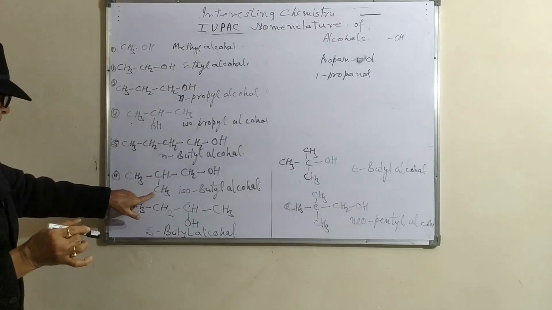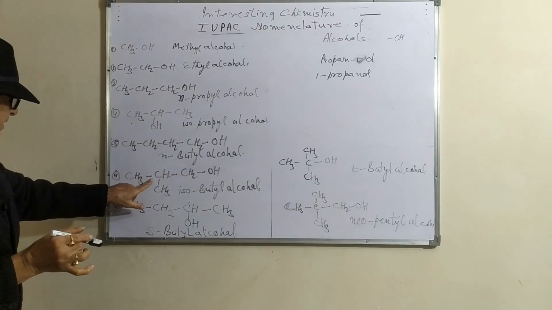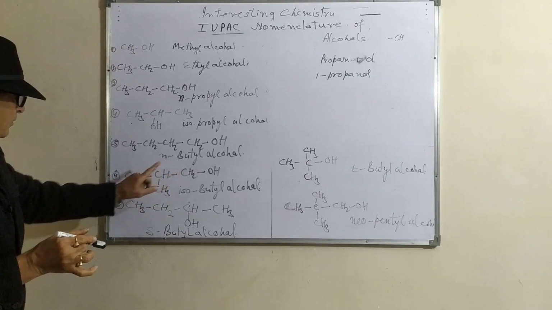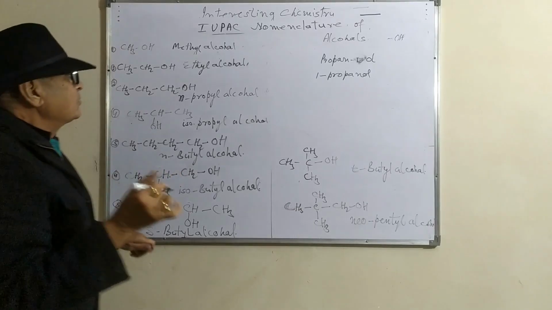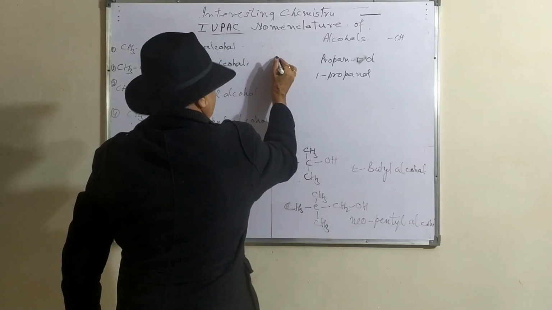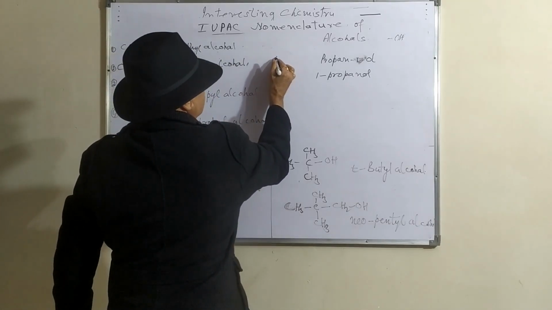But the CH3 group is here on the second carbon. The CH3 group is located on the second carbon. So the name of this compound will be 2-methyl.